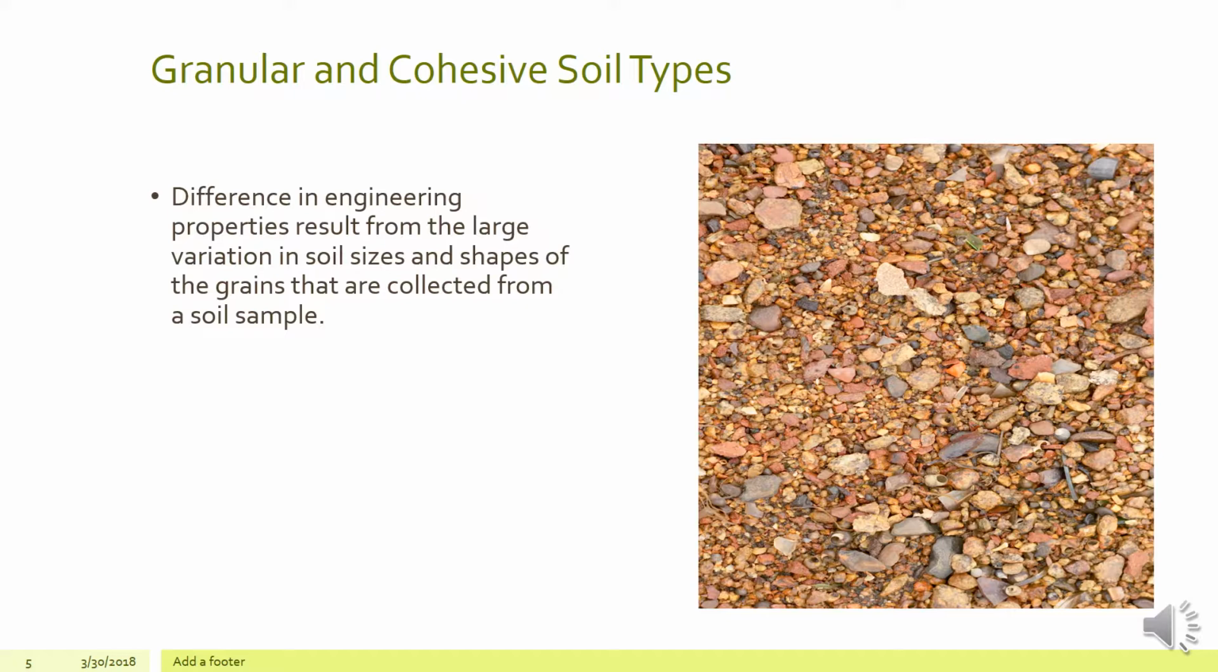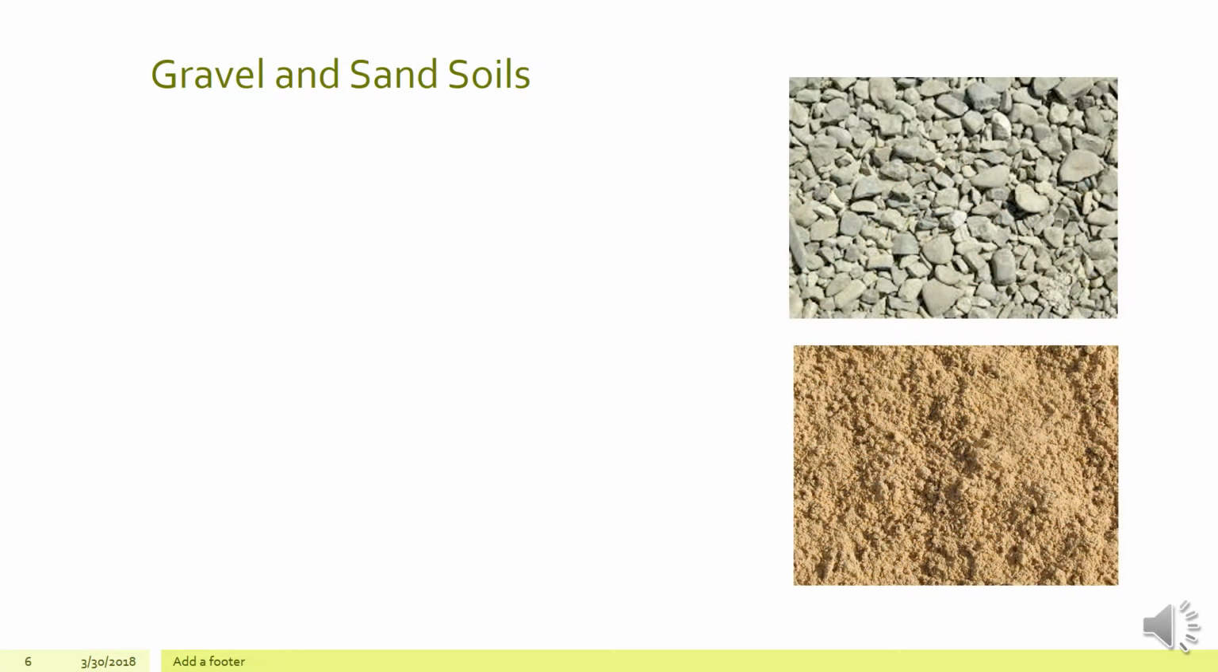So let's take a look at some granular and cohesive soil types. And we have an image here or a picture off to the right. And the differences in engineering properties results from the large variations in the soil particles and shapes of the grains that are collected from a soil sample. So basically, as we excavate material, dig material, we're going to have different grain sizes that make up that soil area or the sample that we collect.